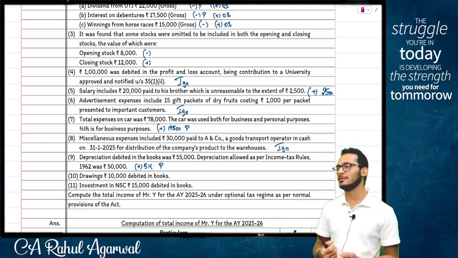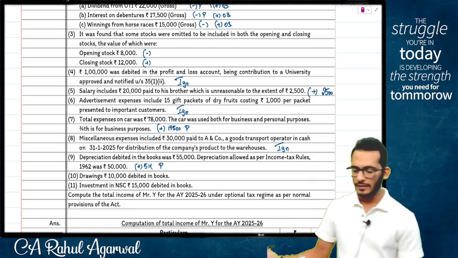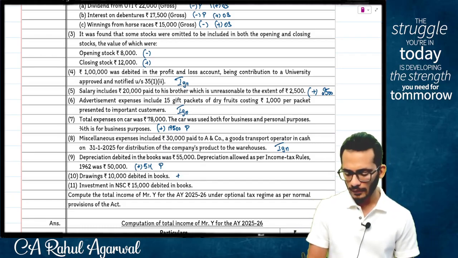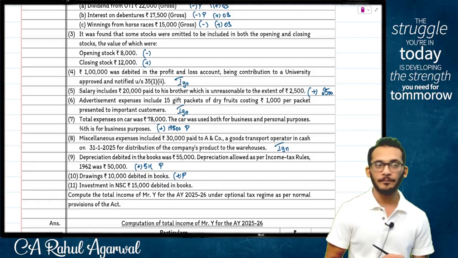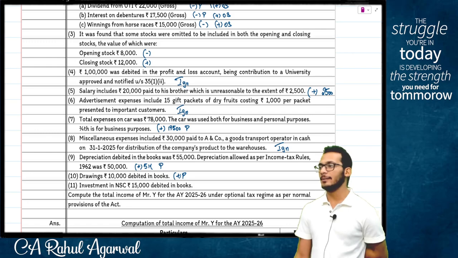This is drawings, which has to be part of capital account. You have put it in P&L. Your accounts are wrong. Remove it from P&L. Therefore, add back to PGBP. Next one says investment in NSE and debited to books of accounts.